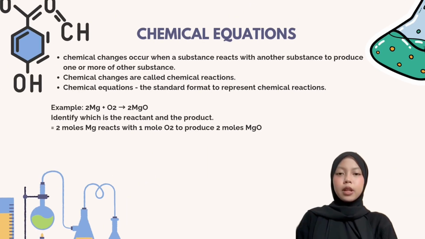Today, I'm going to explain about chemical equations. Chemical changes occur when a substance reacts with another substance to produce one or more other substances. Chemical changes are called chemical reactions. A chemical equation is the standard format to represent chemical reactions. For example, 2 moles magnesium reacts with 1 mole oxygen to produce 2 moles magnesium oxide.